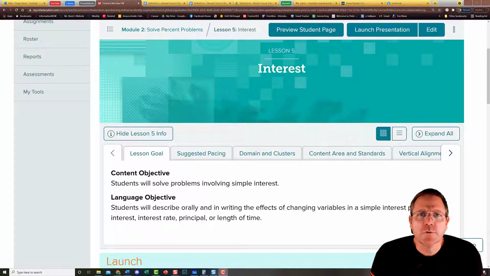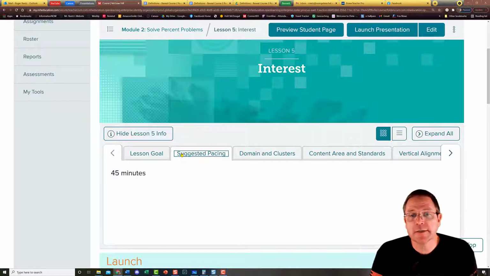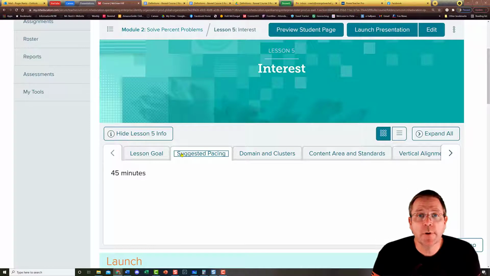Chapter 2, Section 5 deals with interest. The content objective is that students will solve problems involving simple interest, and if you look at the suggested pacing, we should be able to knock this out in one day in the classroom.